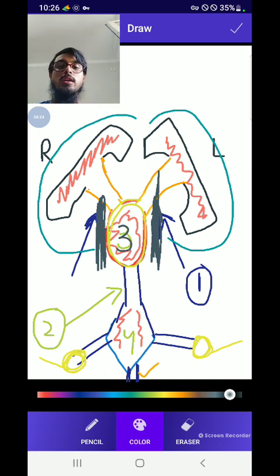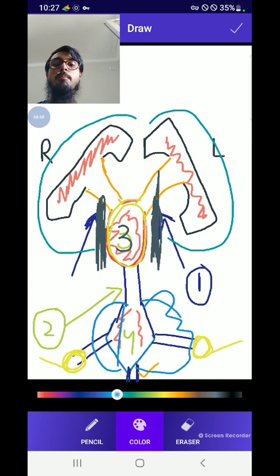And the last one, the fourth ventricle. Some say the location of the fourth ventricle is in the brainstem. So this is actually present in the brainstem, but what is the exact location of the fourth ventricle? In between the pons and cerebellum, the fourth ventricle is present.